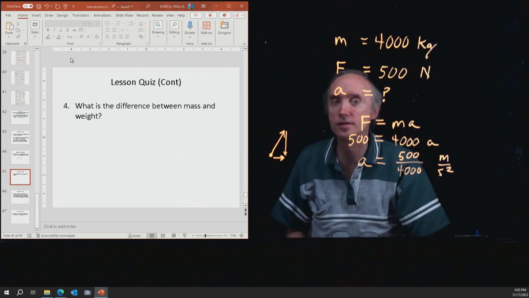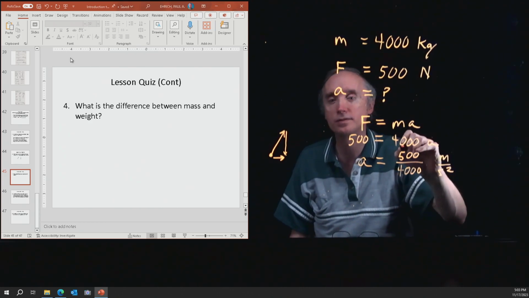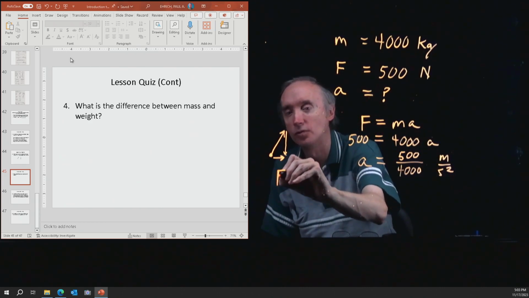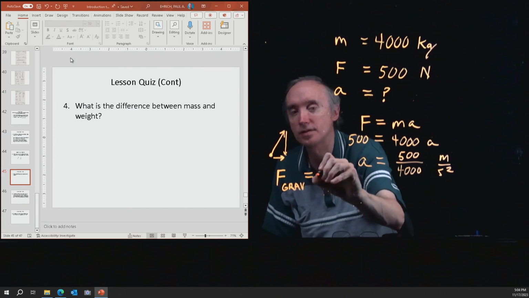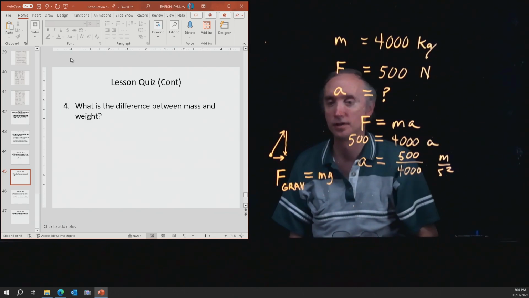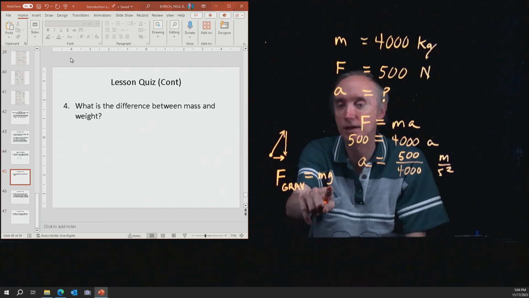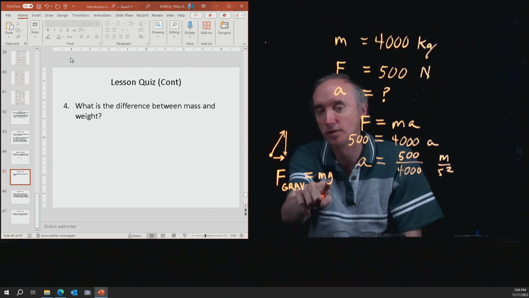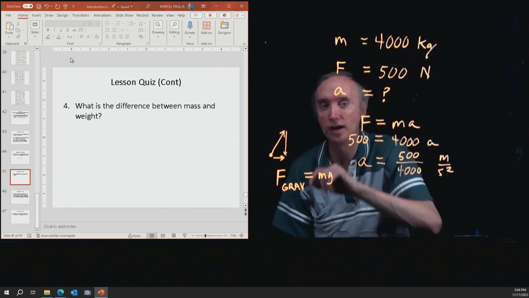Question number 4. What is the difference between the mass of an object and the weight of an object? Mass is the letter M, but weight is the force of gravity. So the force of gravity is your weight, and that's mg. Your weight not only depends on your mass, but also on what planet you're on. The g is the 9.8 thing. For Earth, it's 9.8, but if you go to a different planet, you're going to have a different value for g.